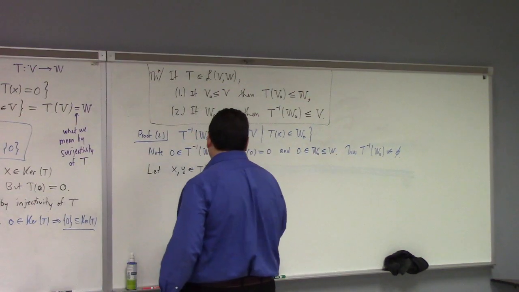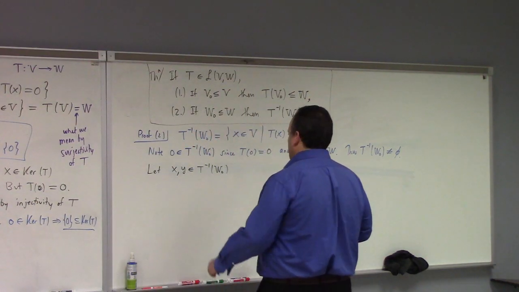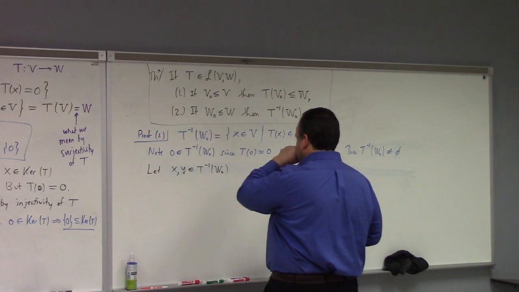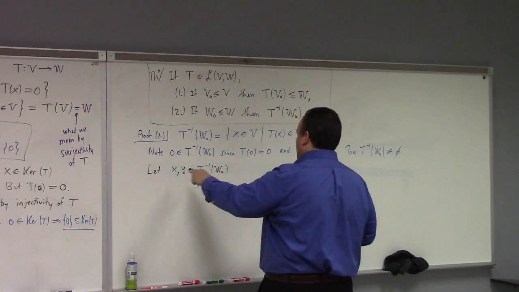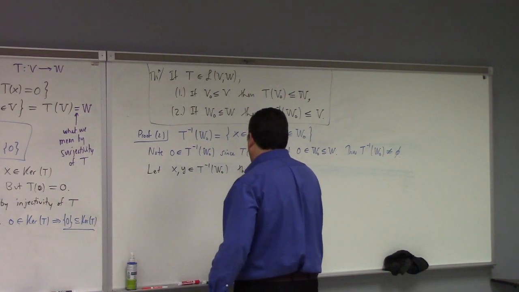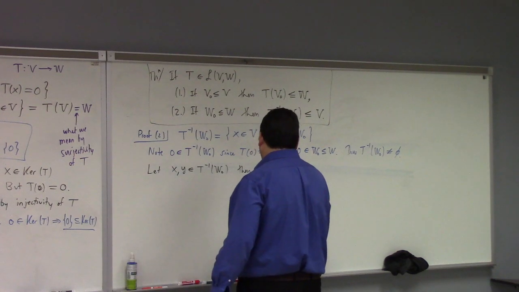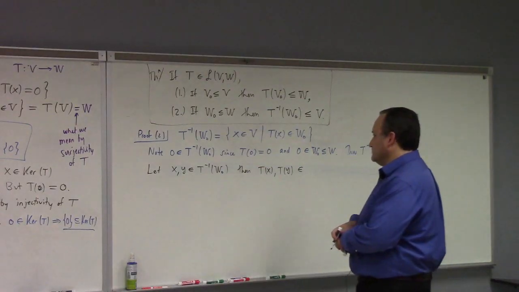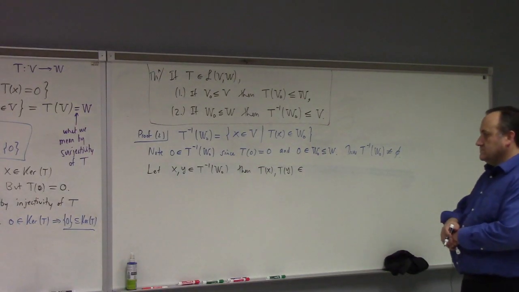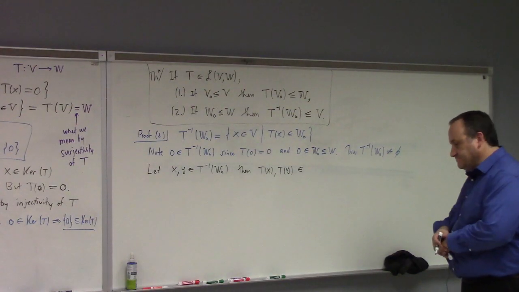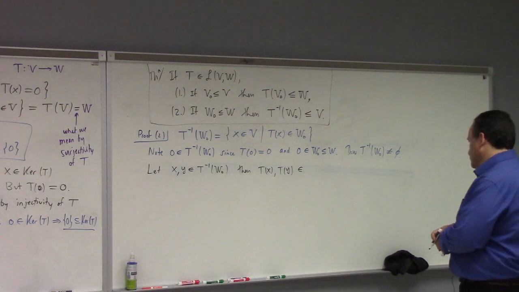That's a bad choice of letters because I have the x up here. Fine. It is what I wrote, so let's deal with it. Then T of x and T of y are where? By definition, those have to be elements of?